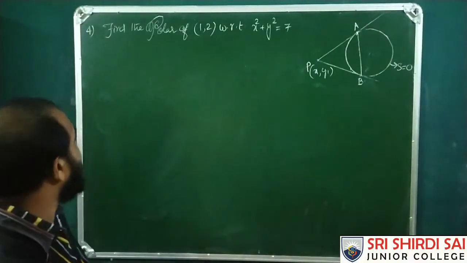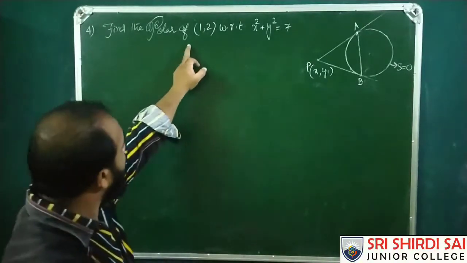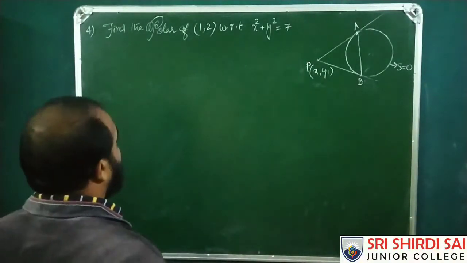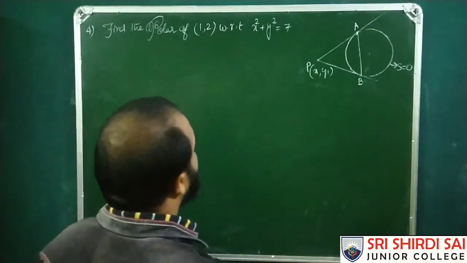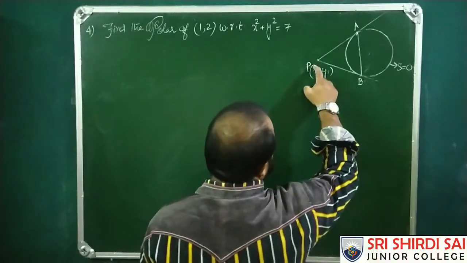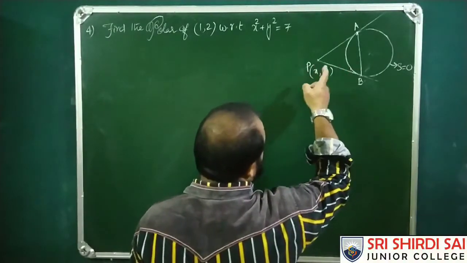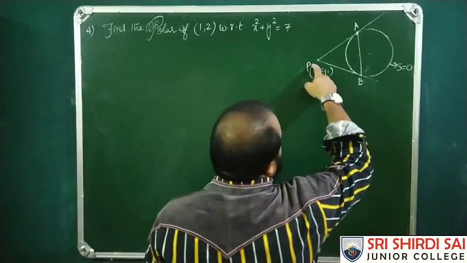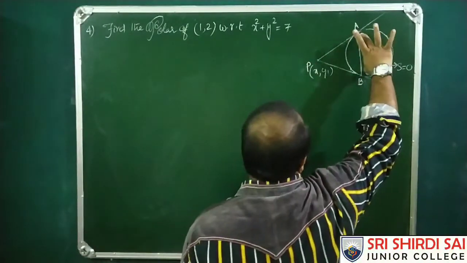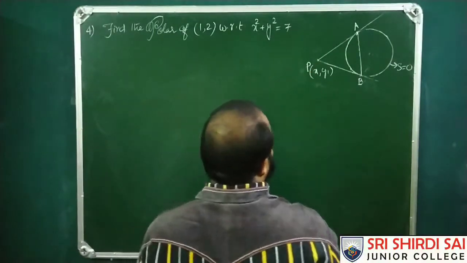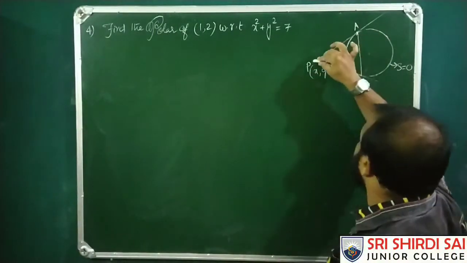The next question is, find the polar of 1, 2 with respect to the circle x square plus y square equals 7. So what is the polar? The locus of the point of intersection of the tangents drawn from an external point lies on a line called the polar, and this is the pole.